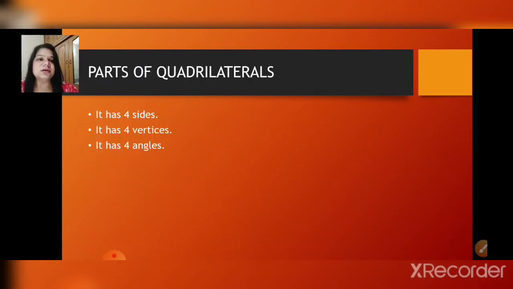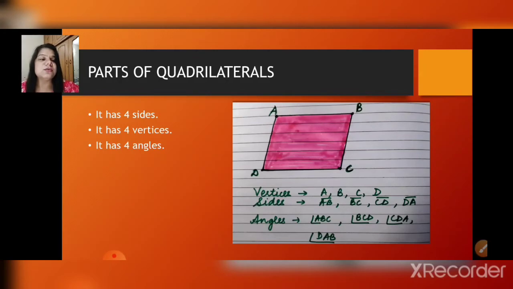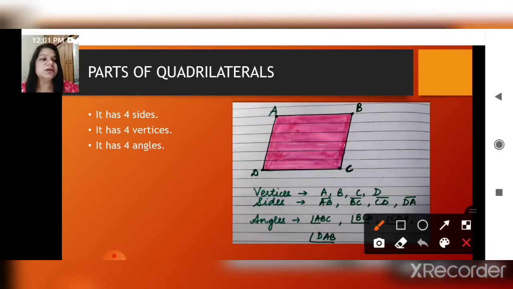Now next is what are the parts of a quadrilateral. So a quadrilateral has four sides. Obviously we have discussed right now that it is a four-sided polygon. So it has four sides, right? It has four vertices and it has four angles also, right? So you can check what are the vertices here in this figure. The vertices are point A, point B, point C, and point D. These are the corners where the sides of the polygon meet each other. So these are the vertices of the quadrilateral.